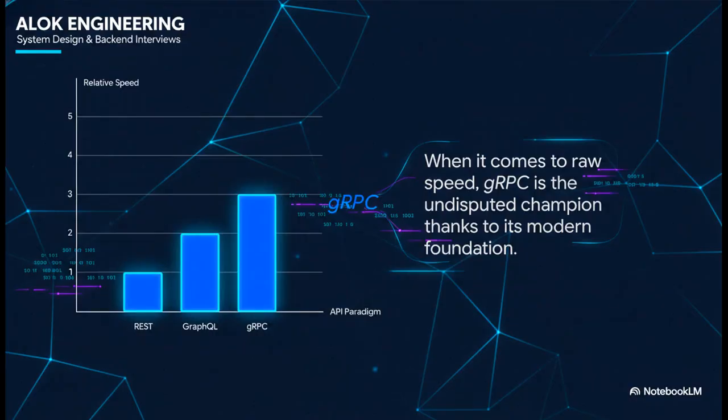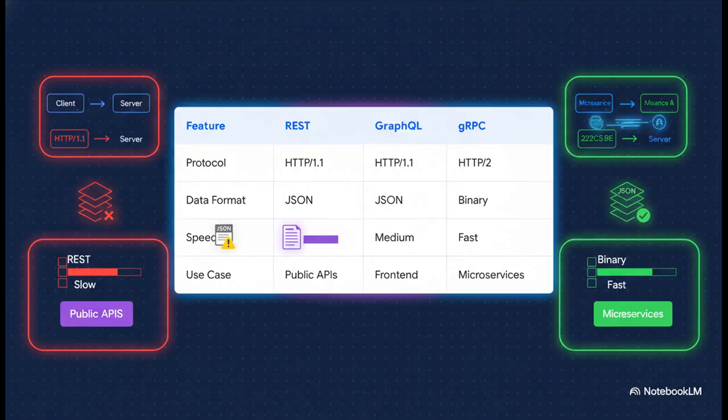All right, if we're just talking about raw, unadulterated speed, the verdict is in, and it is crystal clear. REST is the slowest of the bunch, GraphQL is a solid middle-of-the-road contender, but gRPC is the undisputed champion of performance, hands down. But the real question is, why? Well, the answer is right here in this table. It all comes down to the foundation. gRPC's insane speed comes from using that superior HTTP/2 protocol and that super efficient binary data format. Meanwhile, REST and GraphQL are kind of held back by the older HTTP/1.1 and that clunky text-based JSON.